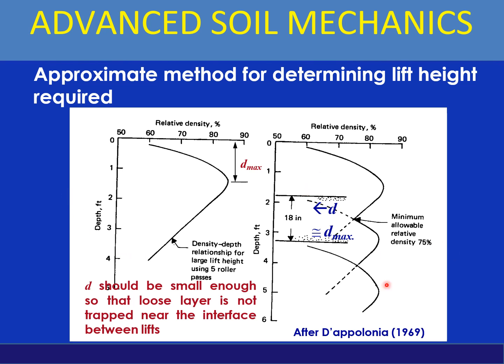So in this way you can see you are having first lift and you are having the effect of compaction like this. This is the second one, this is the third layer. So you can see from peak to peak this distance, so you can take this much distance, or you can say thickness, as the thickness of the lift.